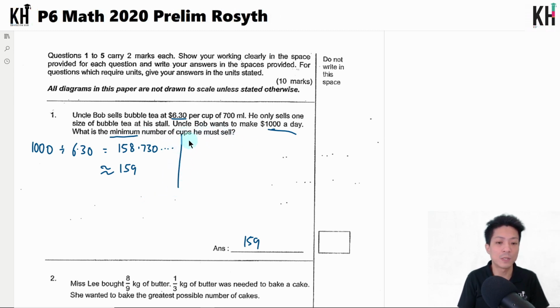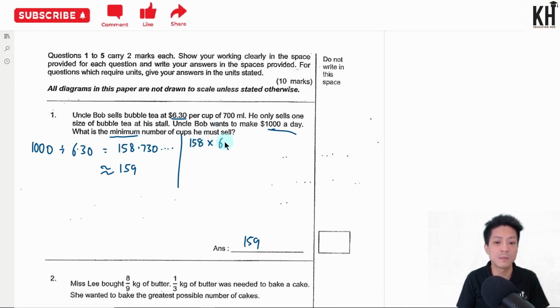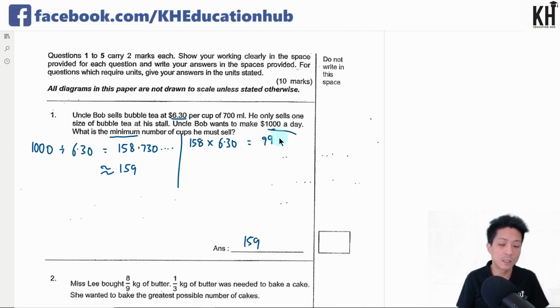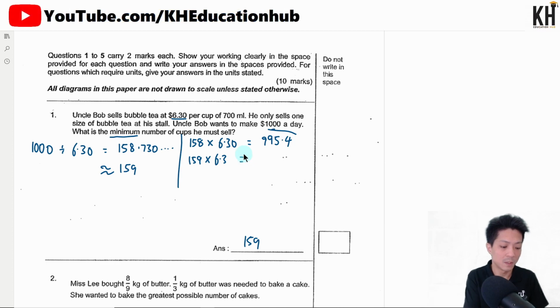If you want to check, you can always double confirm by using 158. Don't round it off to 158, because 158 cups times $6.30, which is 158 times 6.3, is only $995.40. If you use 159 times 6.30, you're going to get $1,001.70.